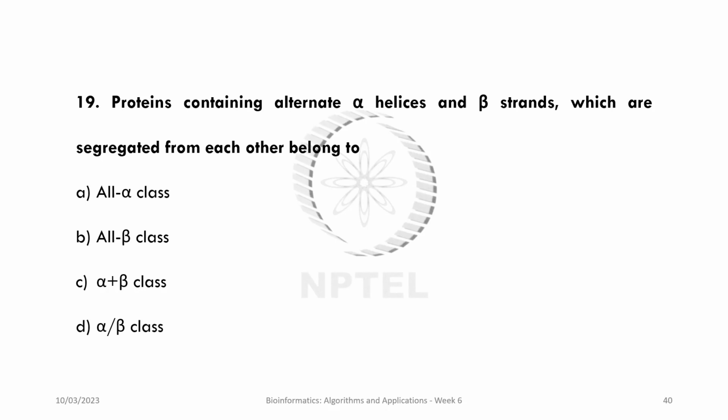So, I think we're all agreeing on option C. So, when you're talking about alpha helices and beta strands, there goes your all alpha and all beta, right? So the competition is between, are they plus or bi. So you call something alpha plus beta when you have both alpha helices and beta strands.